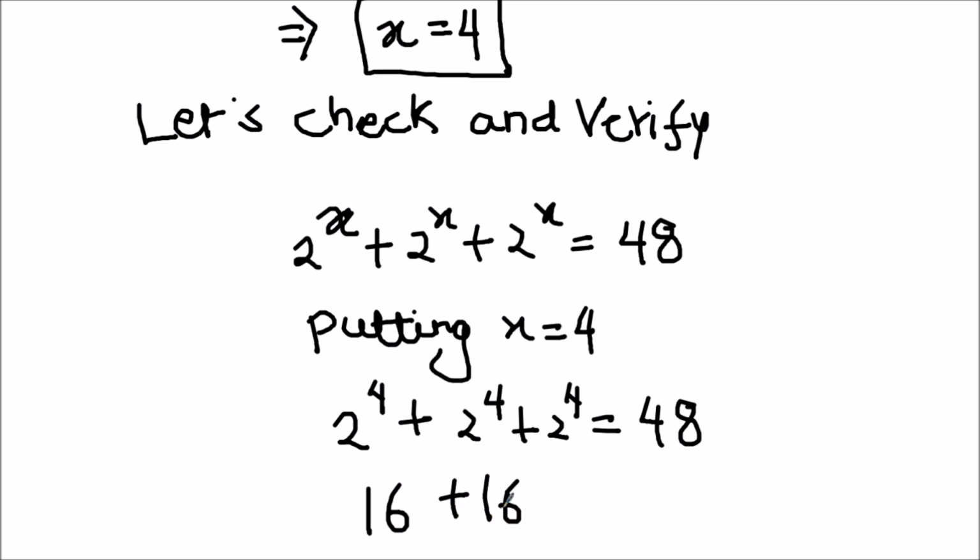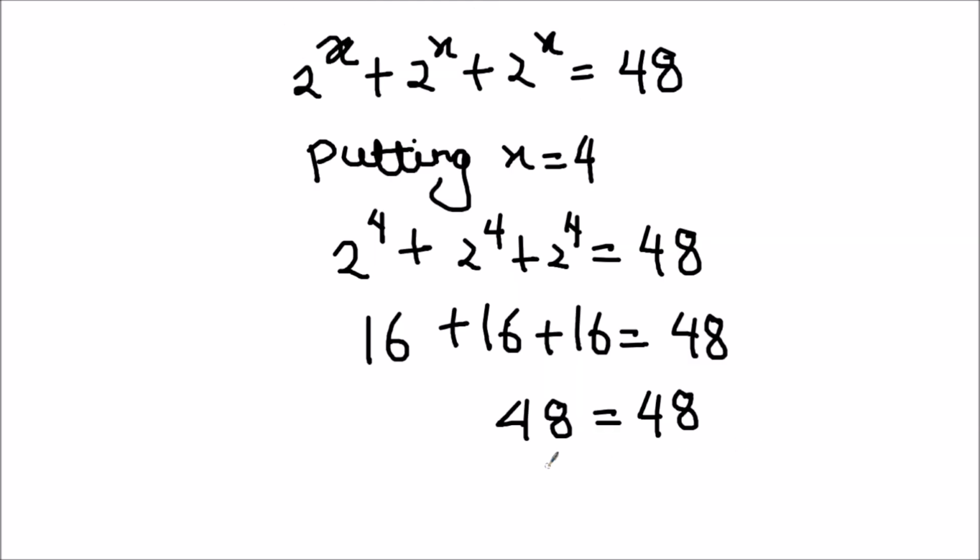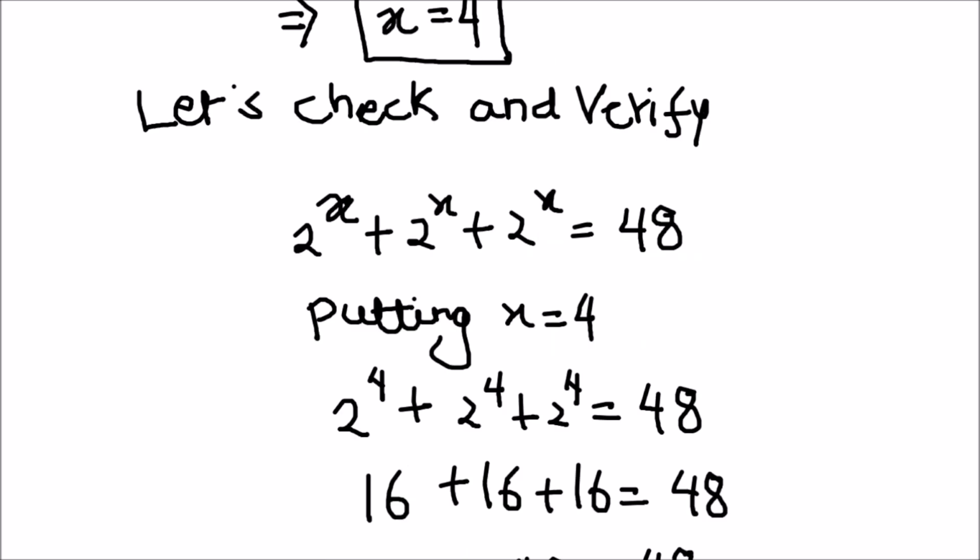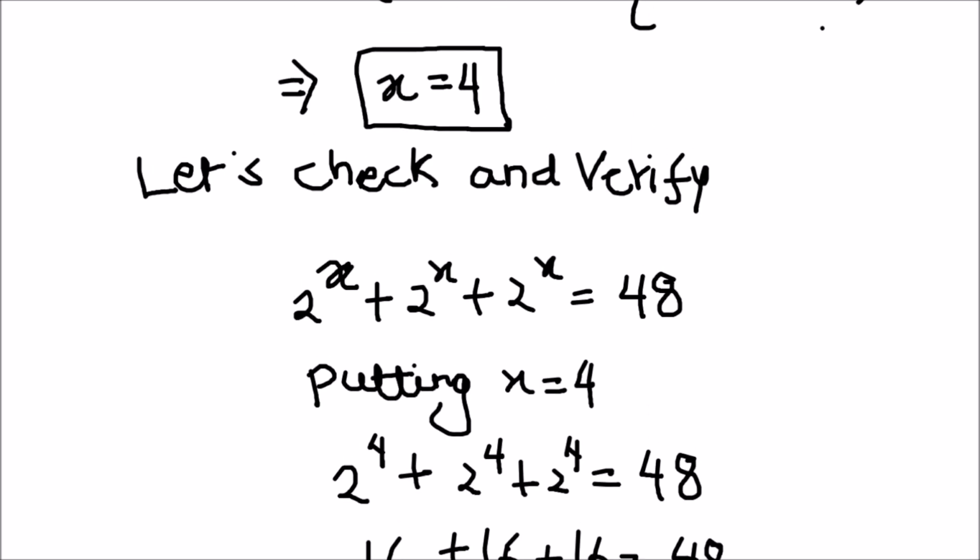And this is 16 plus 16 plus 16 equals 48. This equals right hand side. Hence, we have verified that the value of x equals 4. Let's take a look at the solution again.